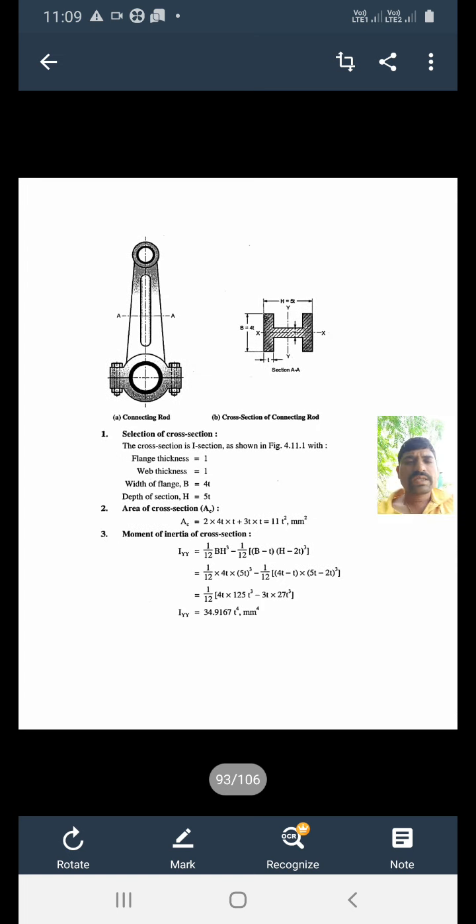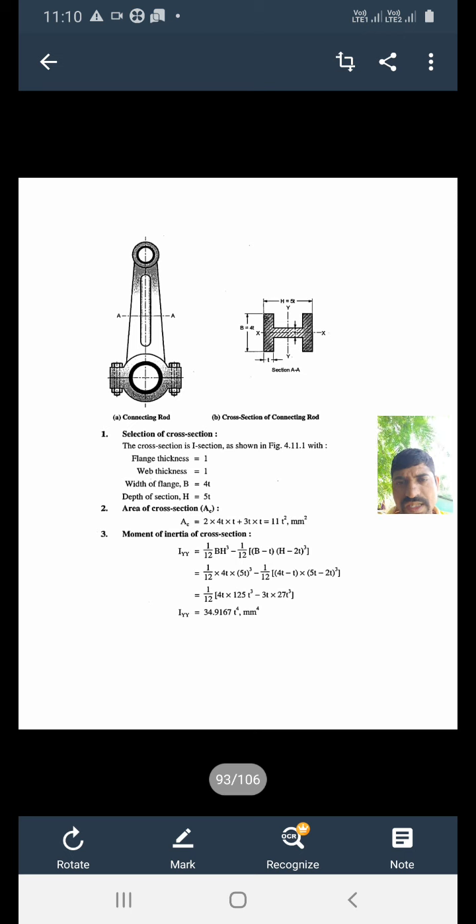See, this is the figure of the connecting rod we have already seen. If you take the cross section of the connecting rod, then you will get the B and H value. B is the width of the flange, B is equal to 40, and depth of the section H is equal to 5t. Here is the cross section shown in the figure. The flange thickness we consider as t, web thickness also we consider as t. Width of the flange and depth of the section are given already.